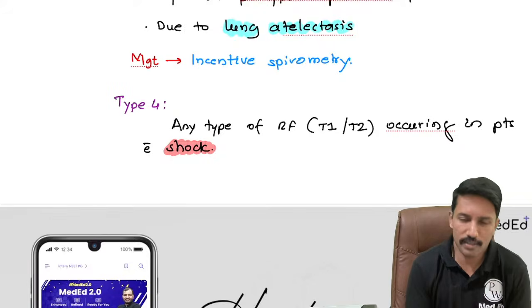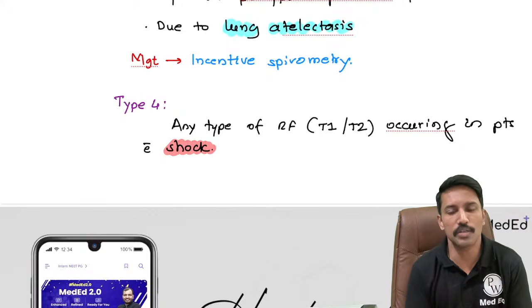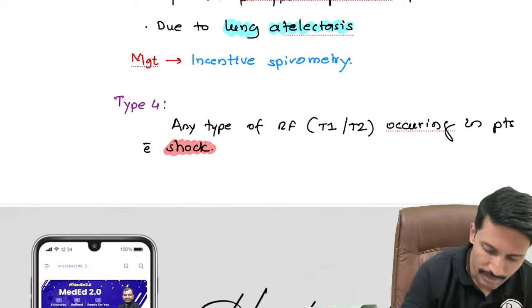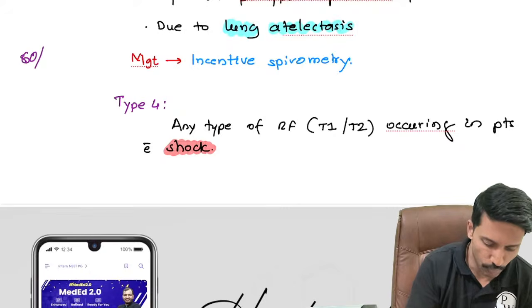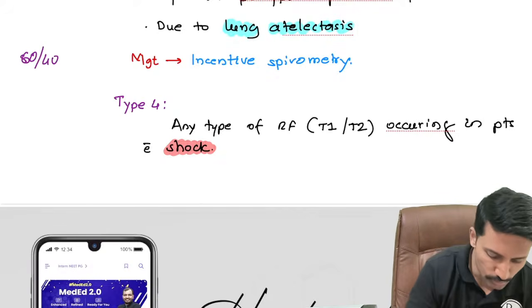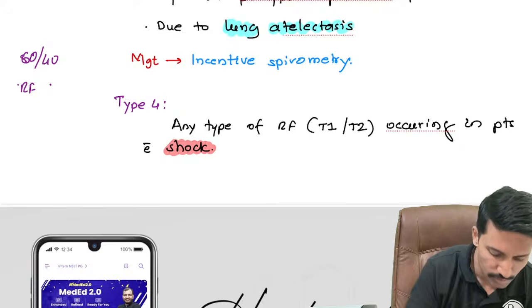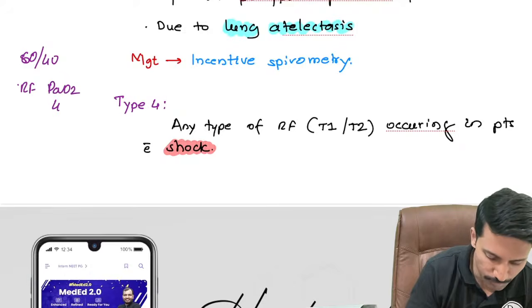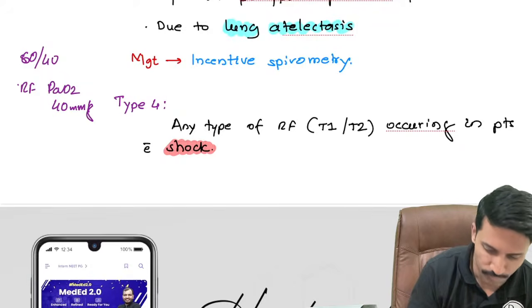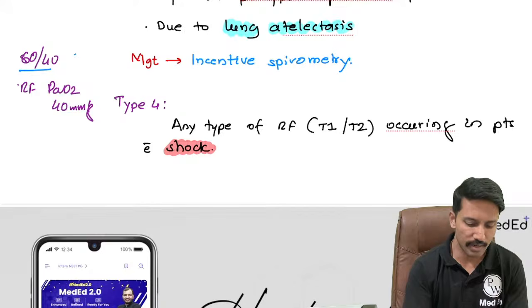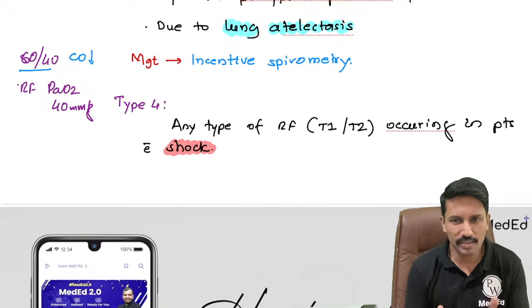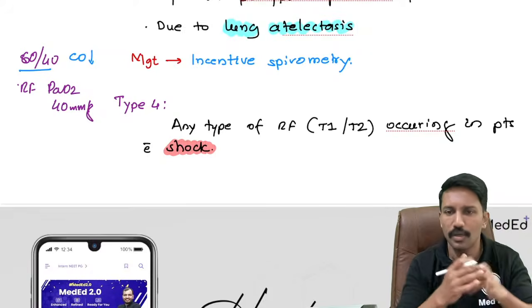Now, why do we have to create this one more category? Because the management is going to be different. Let us say I have a patient who has a BP of 60/40, and he is also having respiratory failure. His partial pressure of oxygen is, let us say, 40 millimeters of mercury. Now, what is happening to the cardiac output in this patient? His BP is low, which means cardiac output is also low. The heart is able to pump less blood. That's why BP is low.